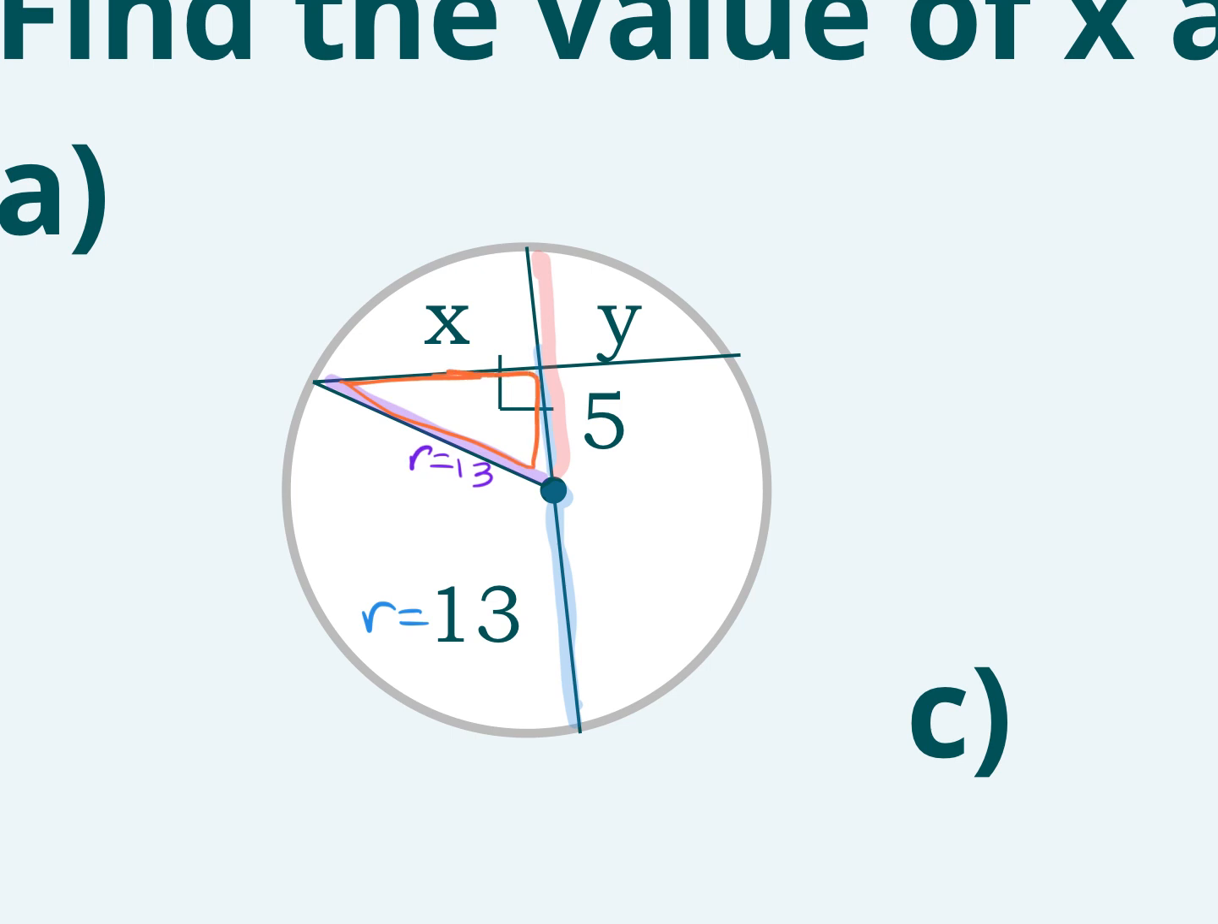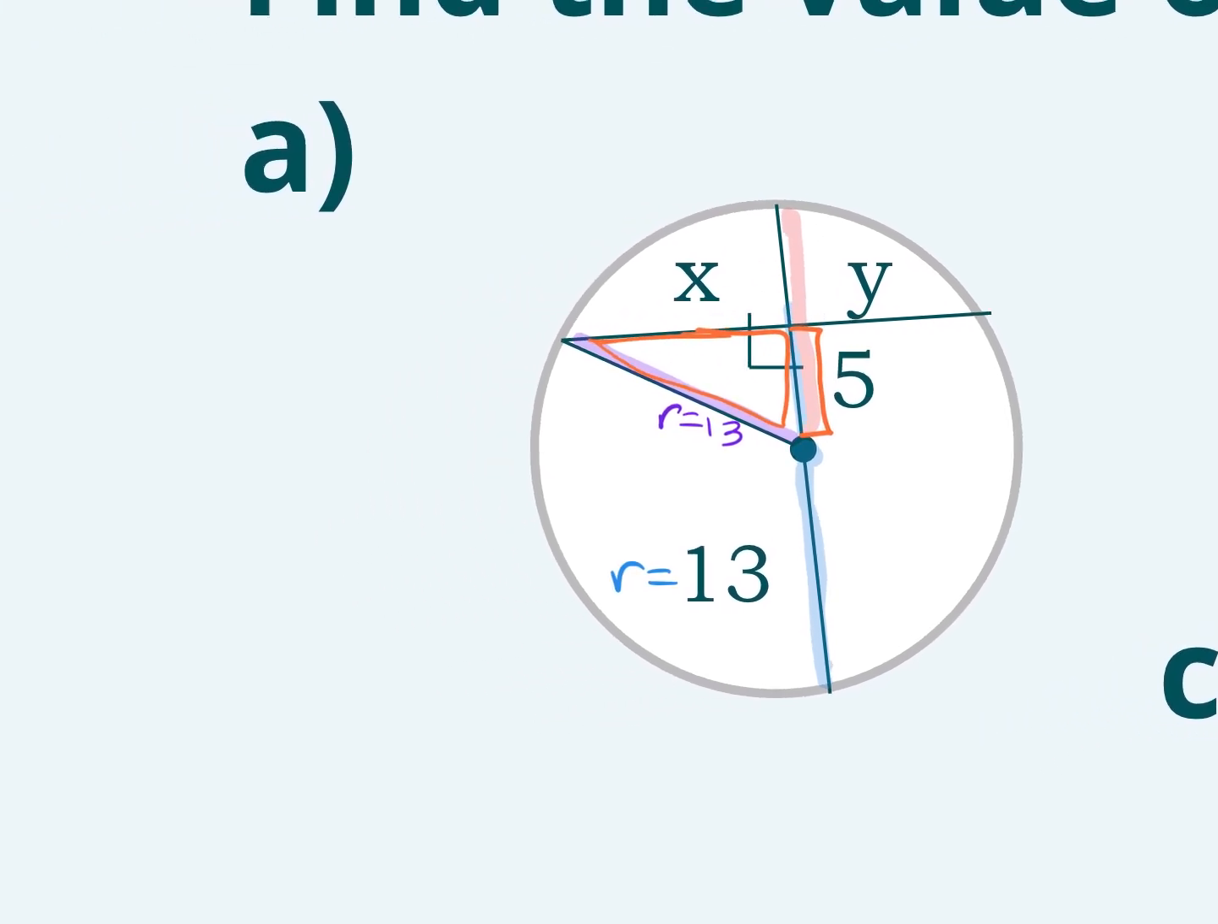And we know two of the sides. We know this side over here is the 5. And then because that hypotenuse of that triangle is a radius, we know its length. So now to find the value of x, all I need to do is Pythagorean theorem.